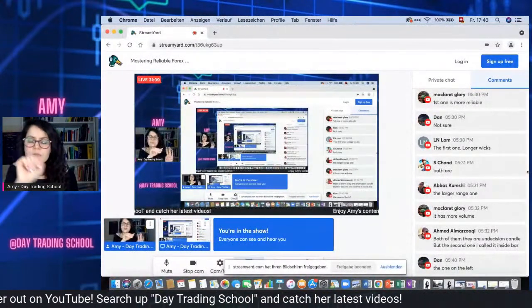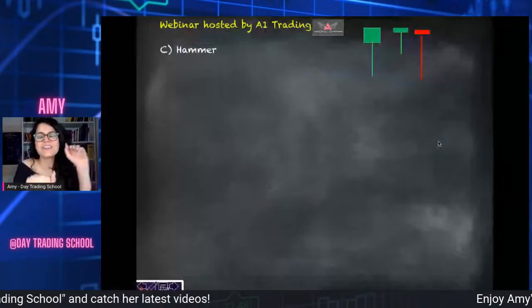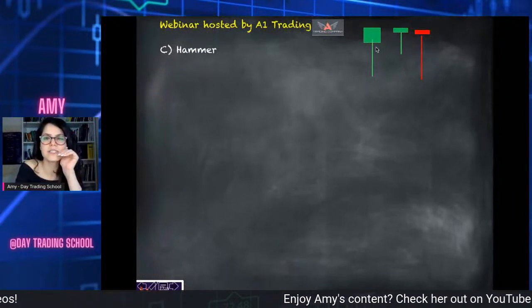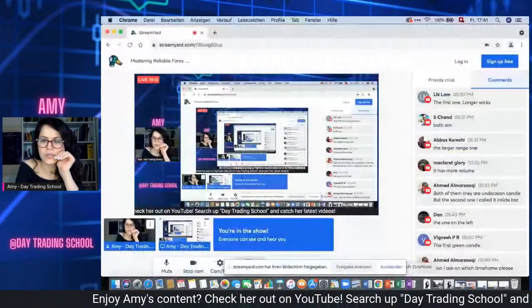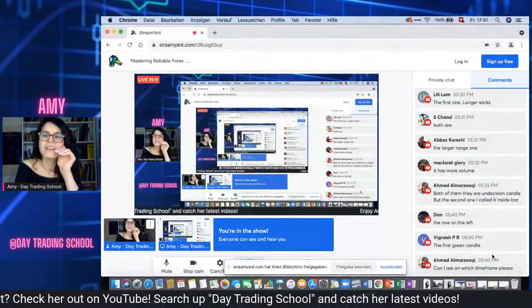On the left. Oh, wait. I'm very bad at right and left. Here. Okay. This one right here, the green one, isn't it? Is this what you mean? The first green candle. Oh, yeah. Can I ask which time frame, please?